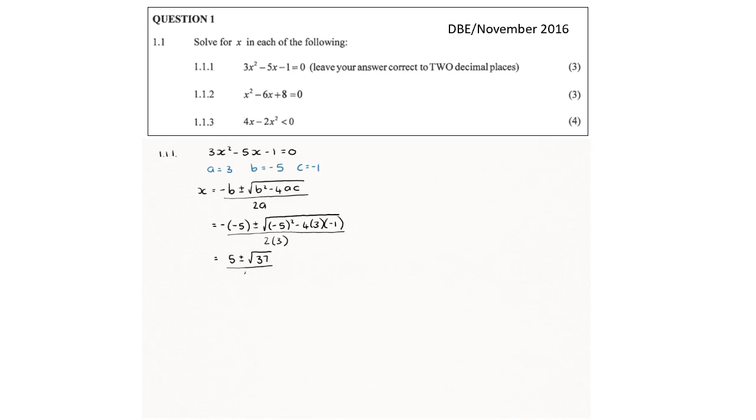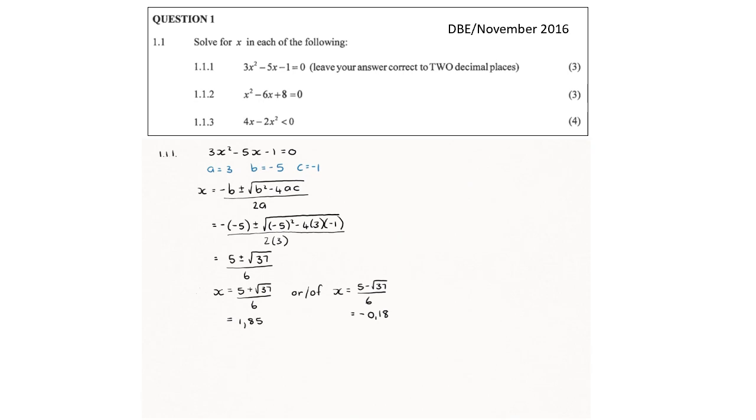Now this means that you actually have two answers. The one answer is x equals 5 plus the square root of 37 over 6. Or the second answer is x equals 5 minus the square root of 37 over 6. And now we have to calculate the decimal answers and round this to 2 decimal places. And the first value is 1.85 and the second value is negative 0.18.